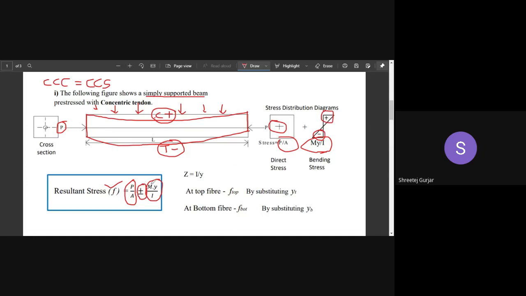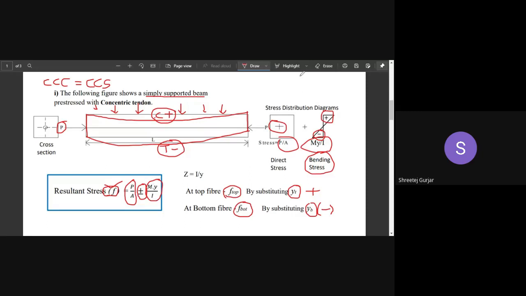Depending upon whether you are calculating this resultant stress for the top fiber, f top, you have to substitute yt over here, and the bending stress will be positive for your top fiber. Now if you are calculating the resultant stress for the bottom fiber, you have to substitute yb and your bending stress value will be negative. Hence, what we have written is plus or minus My by I.